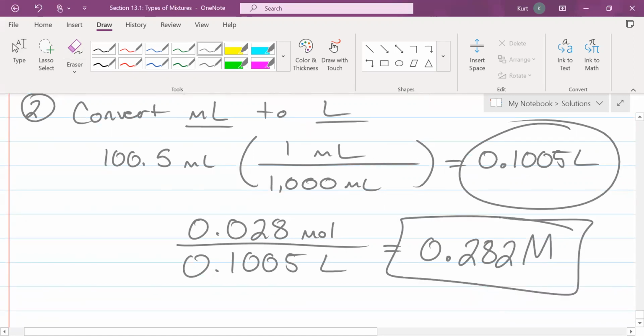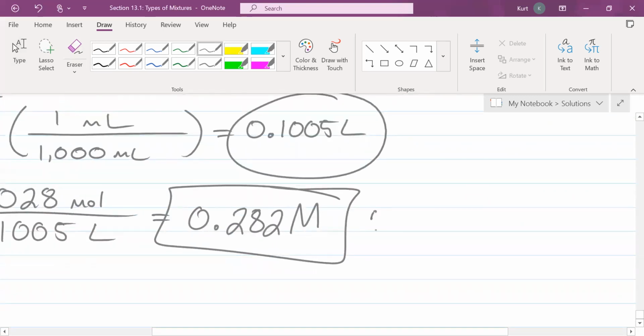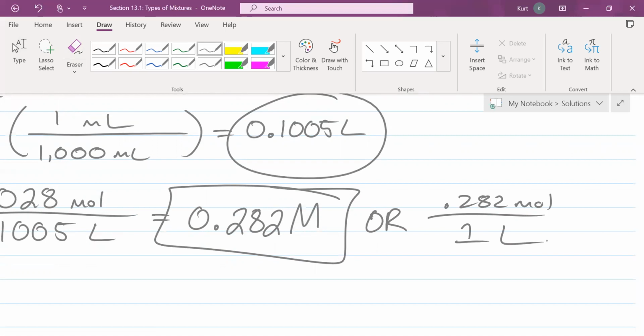Does it not matter that the liters is not 1? It doesn't, because when I say 0.282 molar, you're basically saying, and this is a good point for you guys to learn since you're just learning this, you can also say this, 0.282 moles over 1 liter. When you're actually doing it, liters doesn't have to be 1. But when you do the division, it's going to end up as 1. All right. We'll continue this tomorrow.